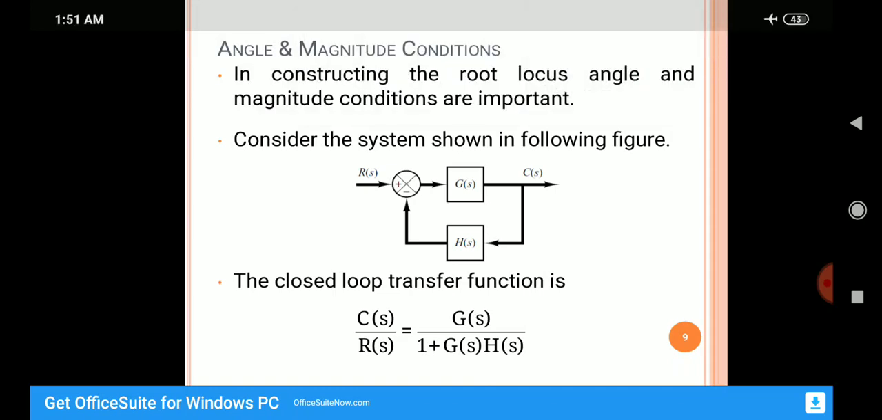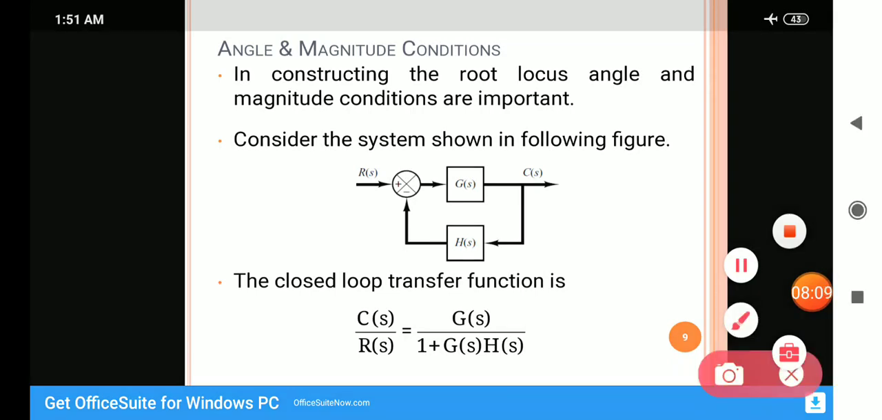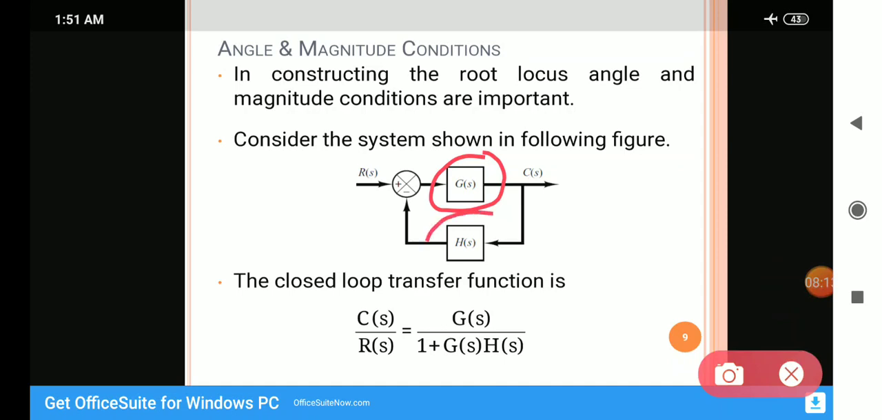Now another important concept that we need to learn is the angle and magnitude condition. Consider a simple closed loop system shown here, where the forward path transfer function is G of s and the feedback path transfer function is H of s, and we know the closed loop transfer function is given by G divided by 1 plus GH.